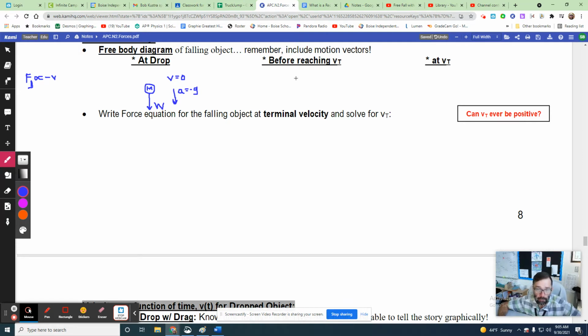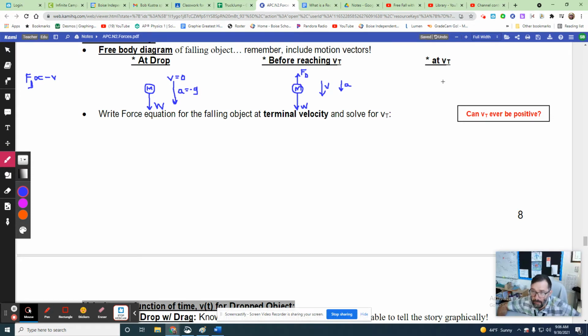Now, we let it fall for a little ways. We're going to have some mass m. We're actually going to have some downwards velocity v. It hasn't reached terminal velocity yet, so we're still accelerating downwards, but maybe not as much as we were before. And we have the same weight. That does not change. Still the same mass. Now we're moving, so we got some drag that's opposing that motion. Force of drag.